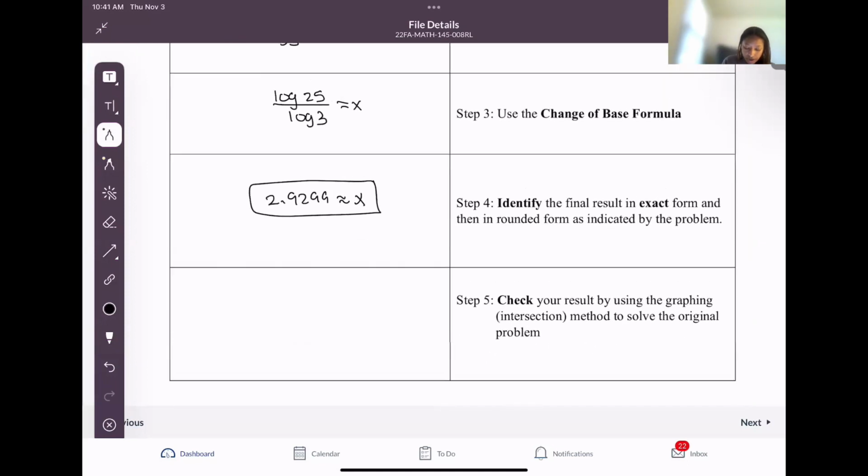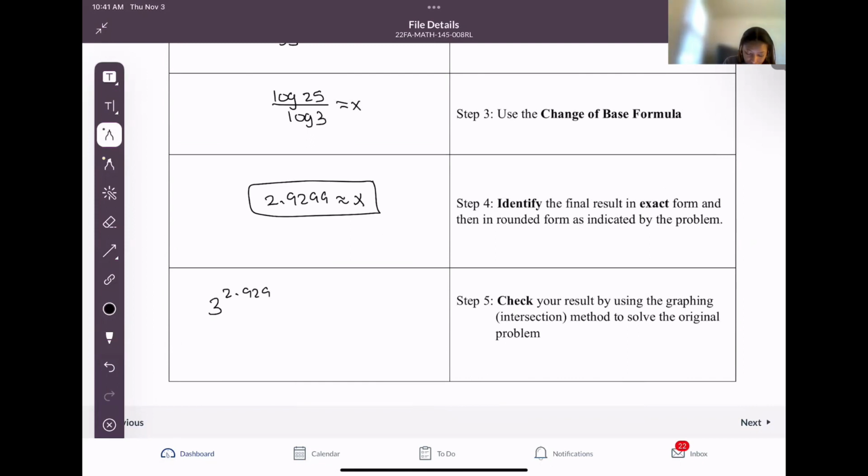And of course, we can check our answer here. We do 3 to the 2.9299 power. It is approximately equal to 25. So it is correct.